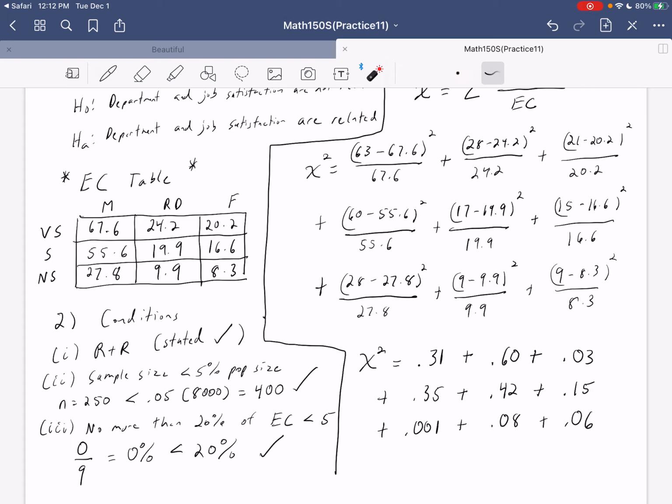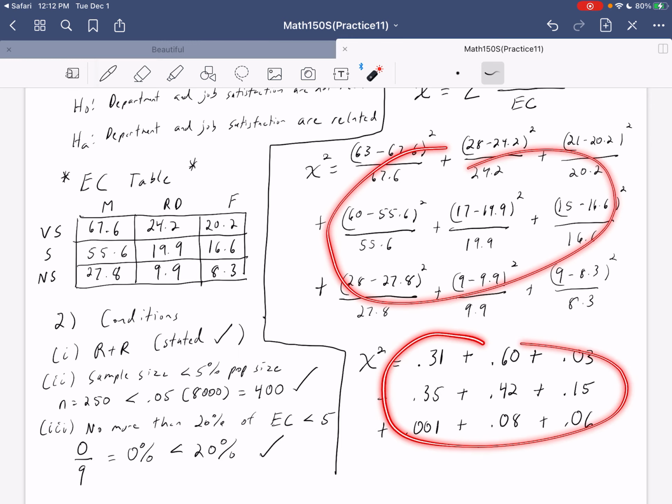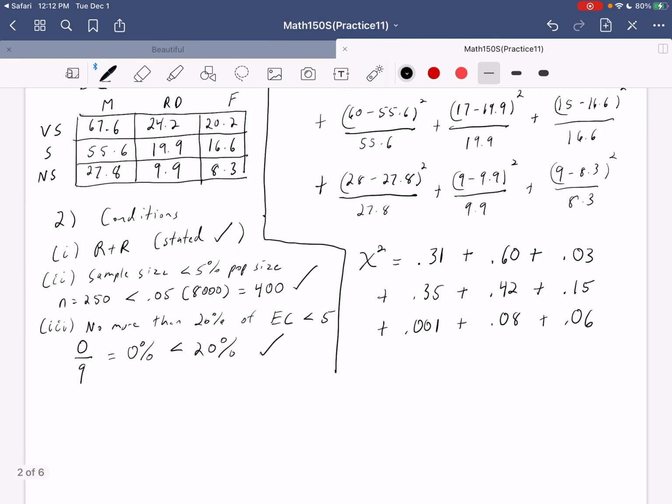So remember, when you guys are doing a chi-squared procedure, this is the work that you need to show. If you're comfortable with this formula, you don't need to write all this out. You just need to get the results here. All right, now let's go ahead and actually sum these up. So what is our overall chi-squared? 0.31 plus 0.60 plus 0.03, and then plus 0.35 plus 0.42 plus 0.15 plus 0.001 plus 0.08 plus 0.06. Looks like we get a chi-squared that results in 2.001. So there we go. There's our chi-squared test statistic.